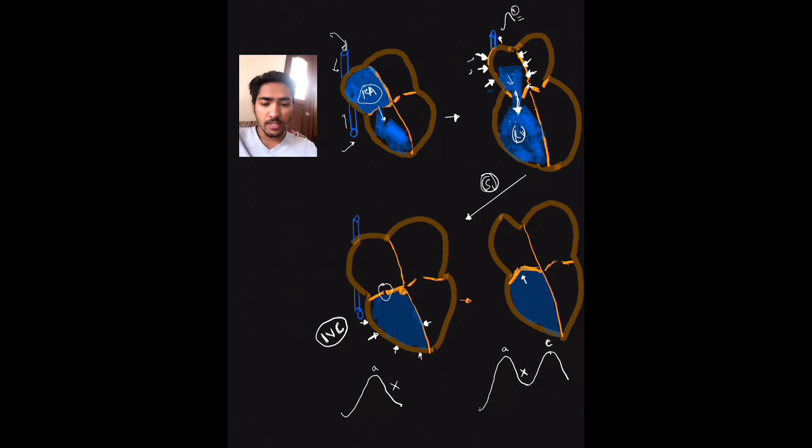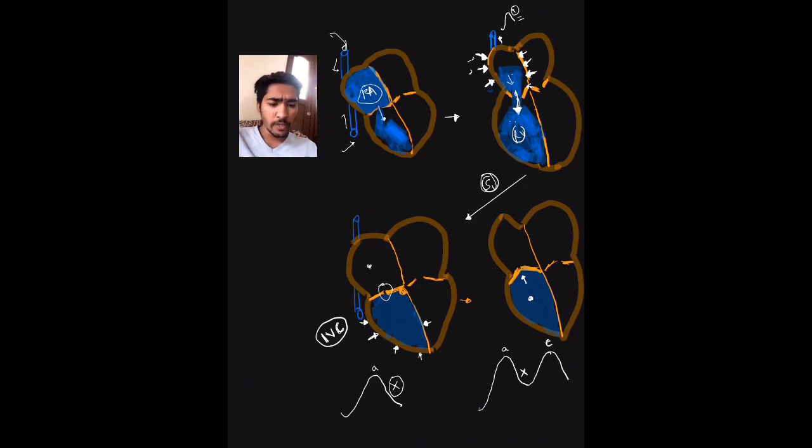Here the tricuspid valve has closed, and all the blood that was there in your right atrium was emptied into the right ventricle. So now there is no blood in the right atrium, so the right atrium will relax, which produces your X wave, that is your first negative wave. X wave is due to the atrial relaxation. Now the blood is in the right ventricle.